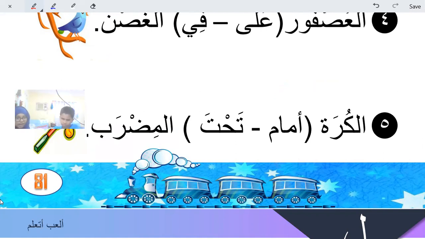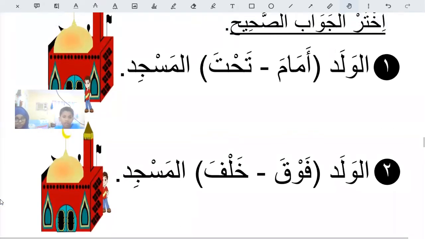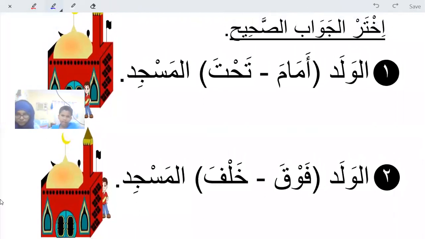Al-kura tahta al-mizrab. Tahta al-mizrab. The ball is under the racket. Under the racket, good. Rian. Al-walad amama al-masjid. The boy is in front of the mosque. Al-walad khalfa al-masjid. Correct. The boy is behind the mosque. Good.